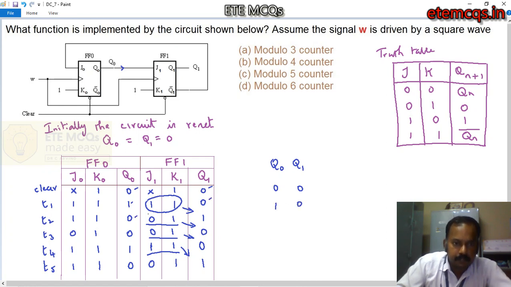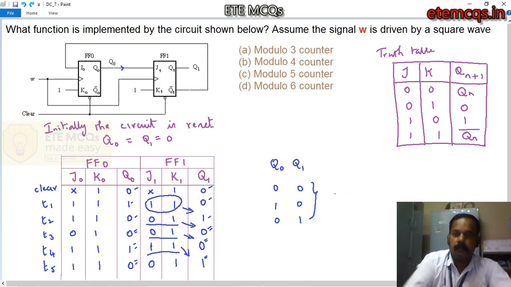Then next it is 0, 1. You have 0 and 1. You just notice the next thing is again 0 and 0. It is getting repeated. You just notice this 0, 0 is repeated. 1, 0 is again repeated. 0, 1 is again getting repeated. So you have just three stages. So finally you can notice that Q0 and Q1 produce the sequence 0, 0, 1, 0 and 0, 1 repeatedly.